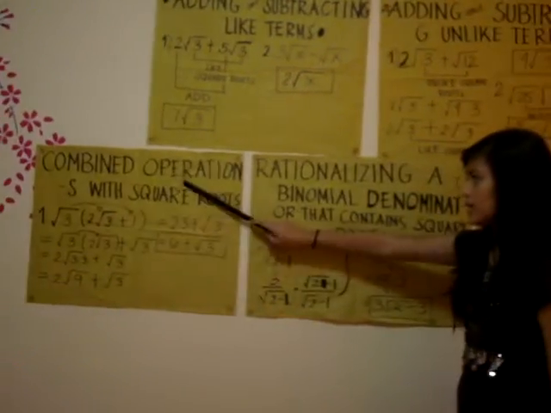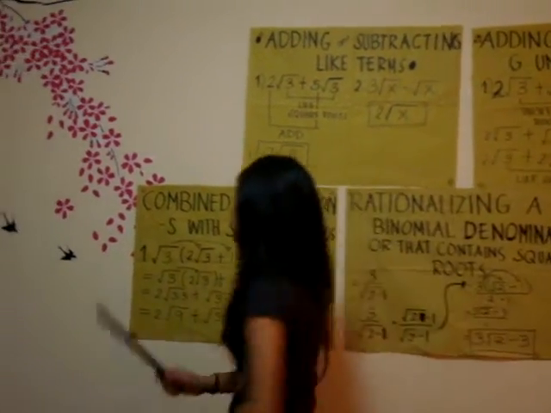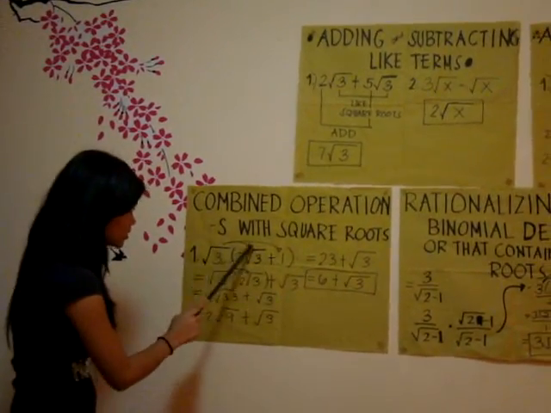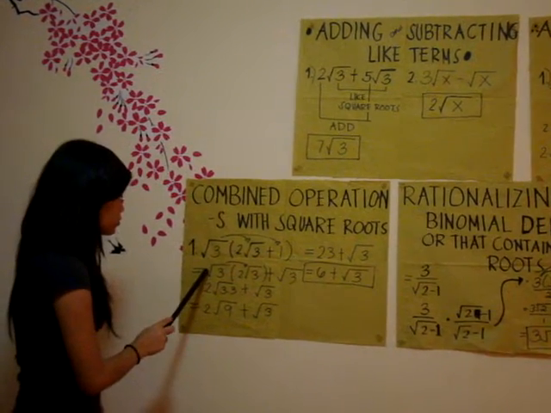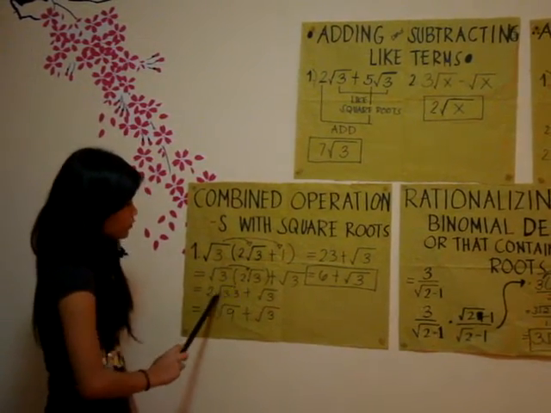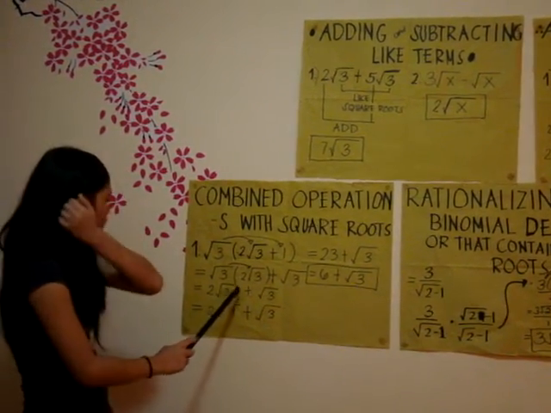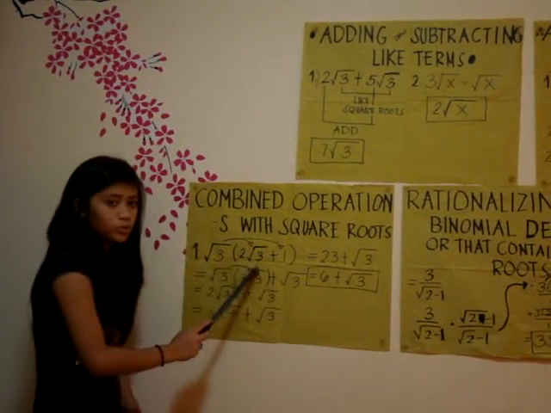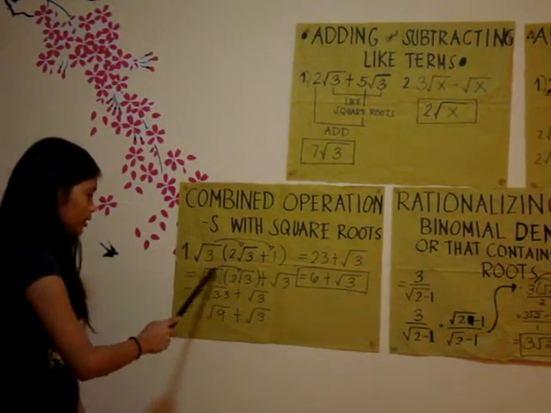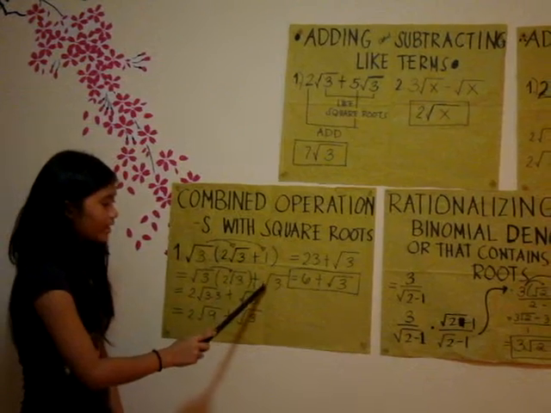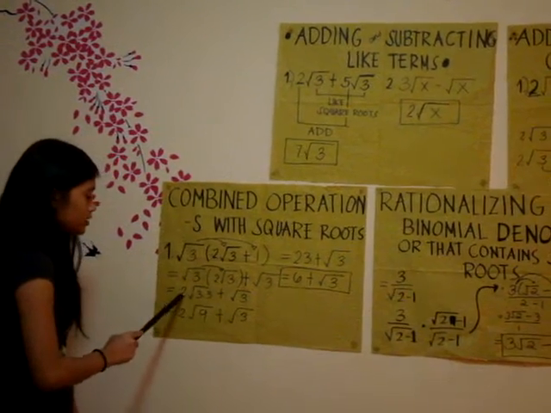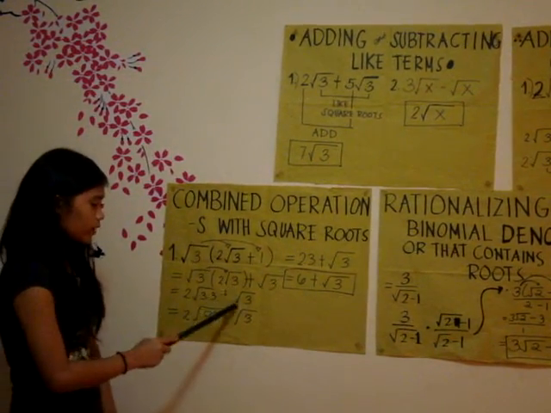Now let's proceed in combining operations with square roots. Now we have the given square root of 3 times 2 square root of 3 plus 1. So we will distribute it. So square root of 3 times 2 square root of 3 is 2 square root of 3 times 3. Now, why 3 times 3? Because when we distribute, they have the same radicand. So 3 times 3 and then copy 2. And then copy again square root of 3. So the answer is 2 square root of 3 times 3 plus square root of 3.